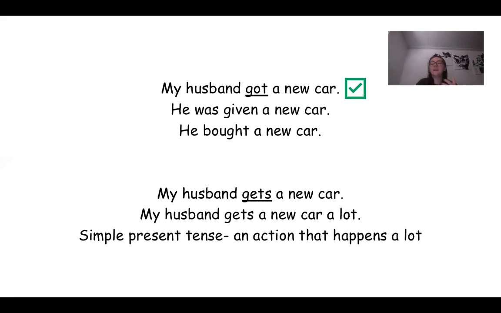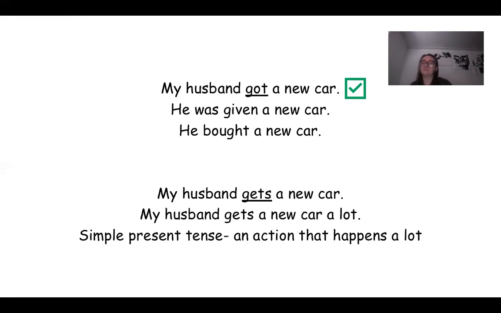But if you were talking to somebody and they were like, what's going on in your life? How are you? What's happening? How's your husband? Oh, you could say, he's good. He's doing fine. You would say he got a new car, right? You would not say my husband gets a new car, because you're telling somebody what happened, something that happened to him. So you use got, not gets.